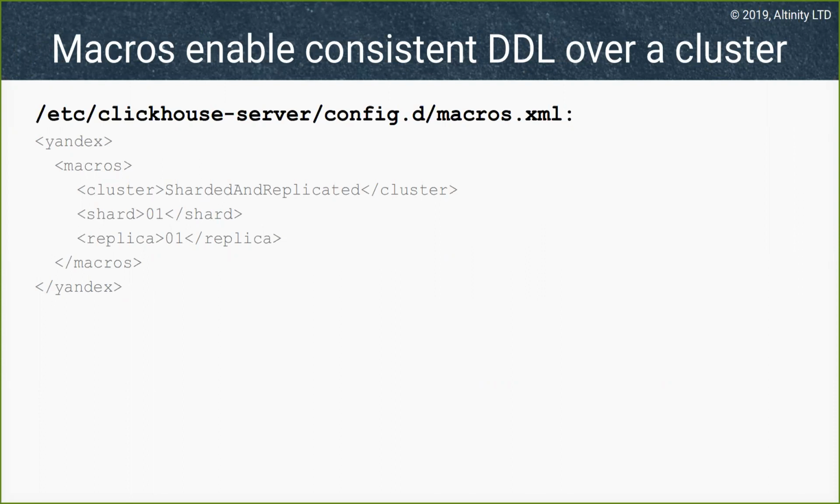And what this does is it's just telling me that, hey, on the server where this file is running, my default cluster is sharded and replicated. I'm on shard 1 and I am replica 1. So this means that I can now put these as variables in queries, as you'll see in a second, and the queries will execute across the entire cluster and get the right values.